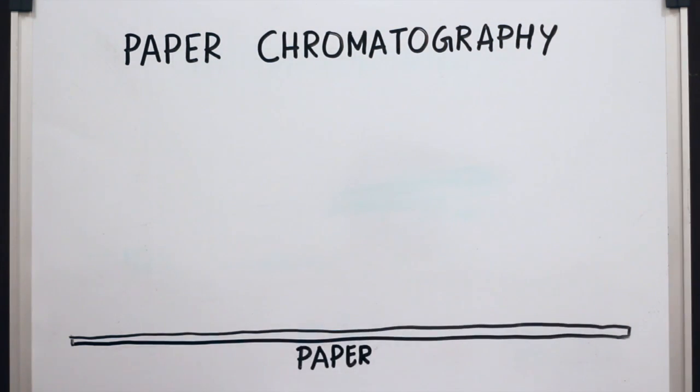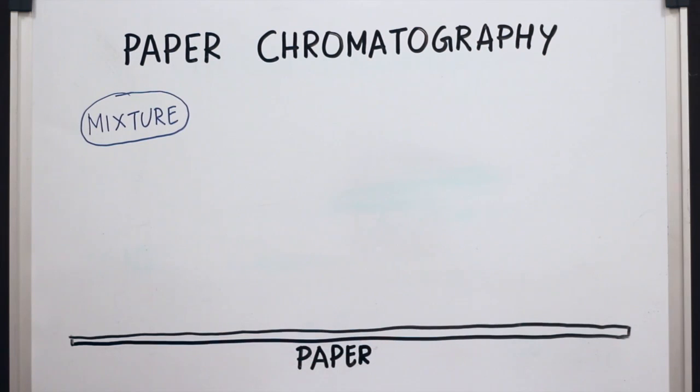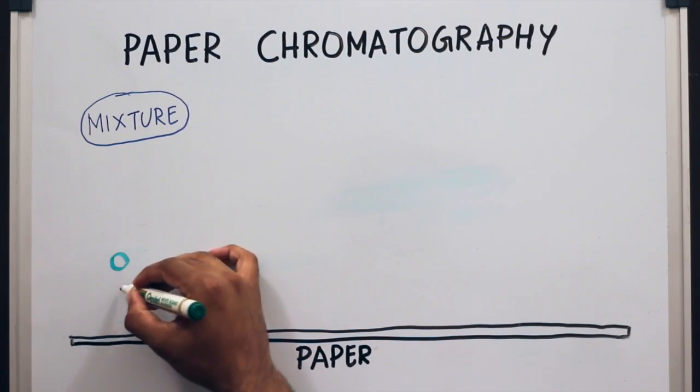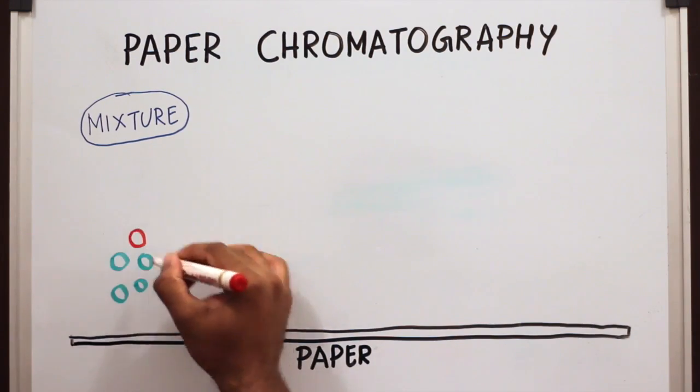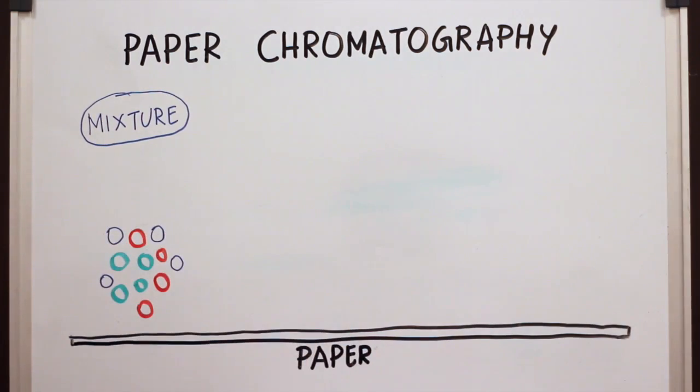In paper chromatography, we make use of a paper which is called chromatographic paper, used to separate the components in a mixture. So let us take up a mixture which contains 3 different components. We need to keep in mind that this is a schematic representation and the paper is actually placed vertically. We have green, the second component red, and also the third component blue. Altogether they form the mixture which we have to separate.